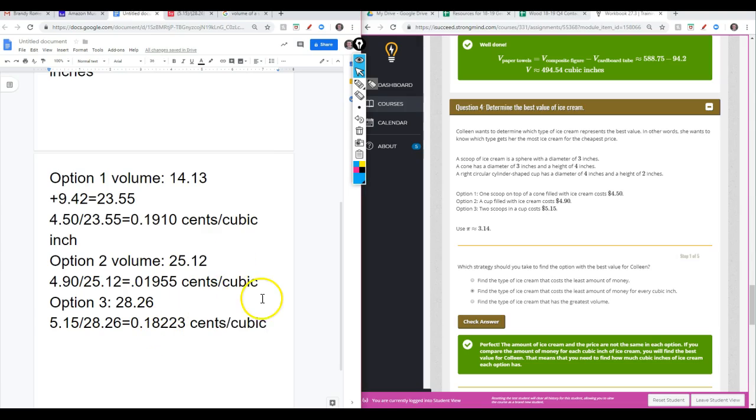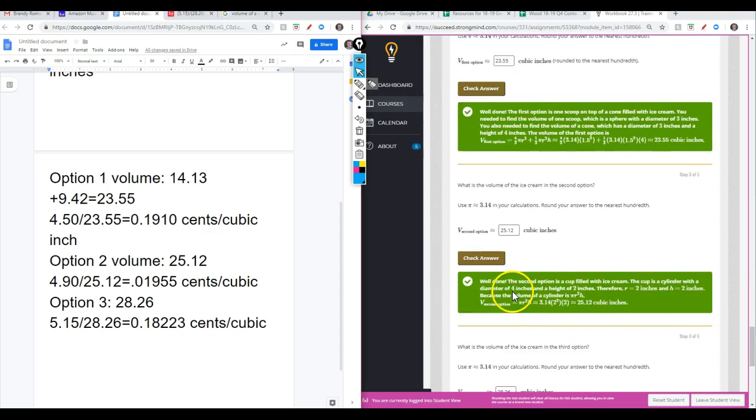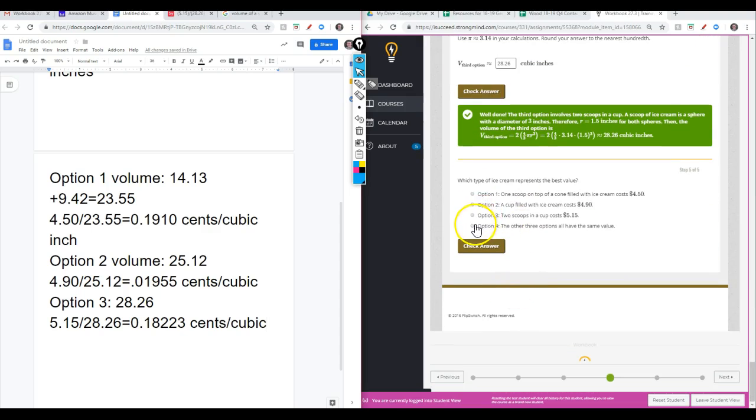So the best option is going to be the 2 scoops in a cup that costs $5.15, because you're only paying 18 cents for every cubic inch that you purchase, versus option 2 you're paying 19.5, so almost 20 cents per cubic inch, and option 1 you're paying about 19 cents a cubic inch. So that's how you can break it down to compare based on cubic inches. Then we click our check answer.